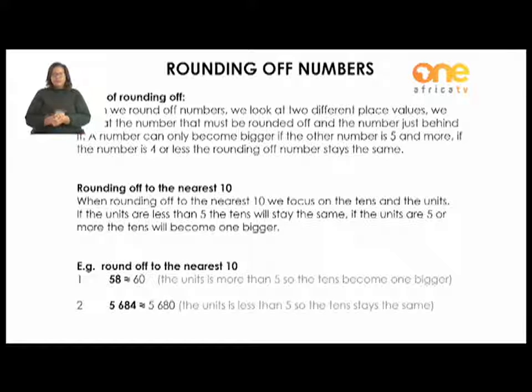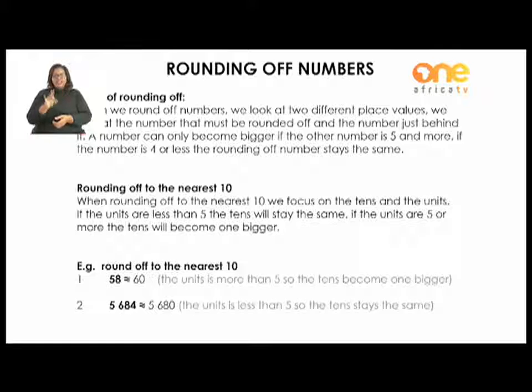Now let's look at the example. Rounding off to the nearest 10. I hope you still have your books in front of you. And then we read 58 rounded off to the nearest 10. Here we look at the units. The unit is more than 5, so that allows the 10 to become 1 bigger. So if we go to our example, we will say our unit is an 8. 8 is bigger than 5, and that allows the 5 to become 6, and 58 rounded off to the nearest 10 becomes 60. Example 2.